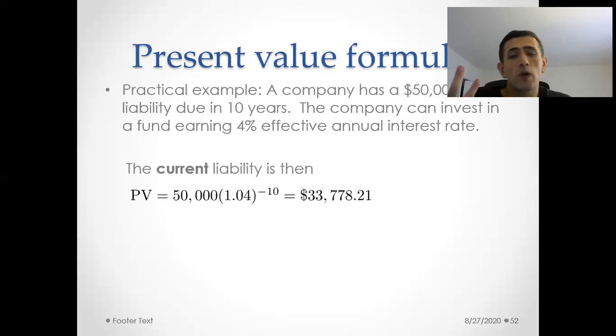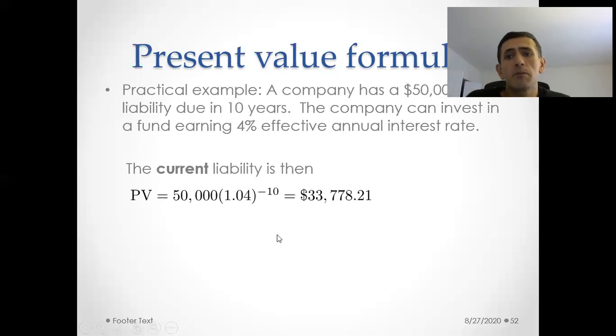As an accountant, what you would do is say, well, really the current liability that you're going to write on your books is, in the terminology, discounted by 10 years. And what do I mean by that? You're basically taking the present value of $50,000 due in 10 years at 4% effective annual interest. You just plug into your formula.